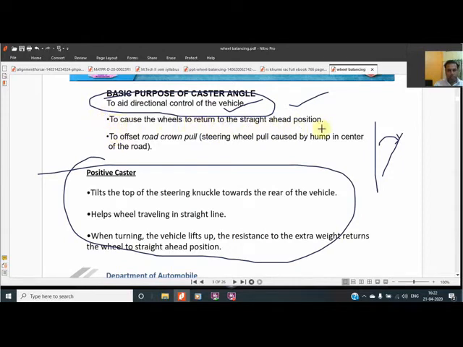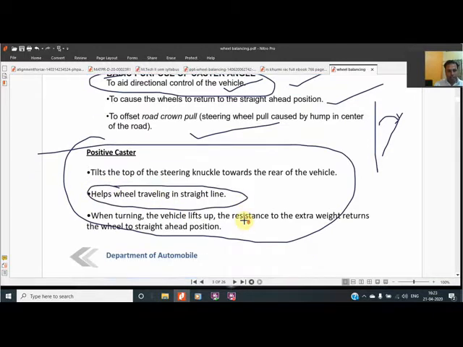To cause the vehicle to return to the straight-ahead position, meaning when the vehicle is steered, it returns to the straight position automatically, and that is dependent on the caster angle. To offset road crown pulls, it is also important, and that's why it is being discussed: when the caster angle is positive, it helps the wheel travel in a straight line.